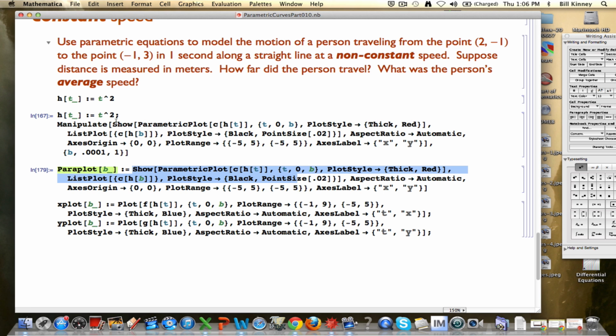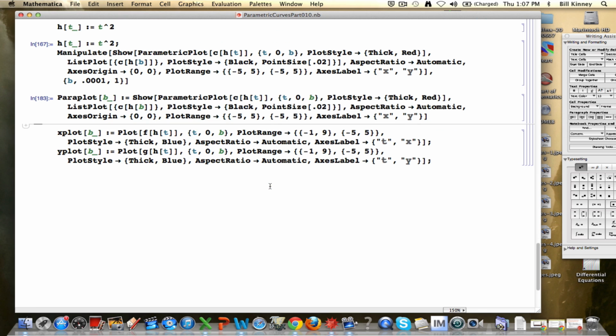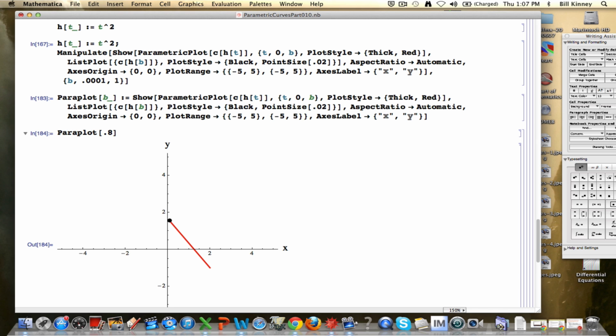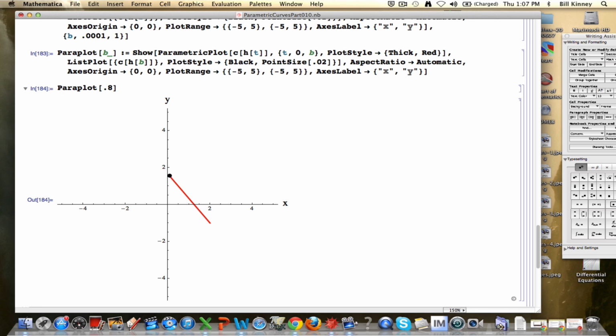I essentially copied and pasted this code down here, and when I enter this, I have created a new kind of function in Mathematica based on things that I've typed in before that will take numerical input like 0.8 and return a graphical output. Kind of neat. Numerical input, graphical output. This is showing a snapshot of the motion at time equals 0.8 for our main example from the last video.